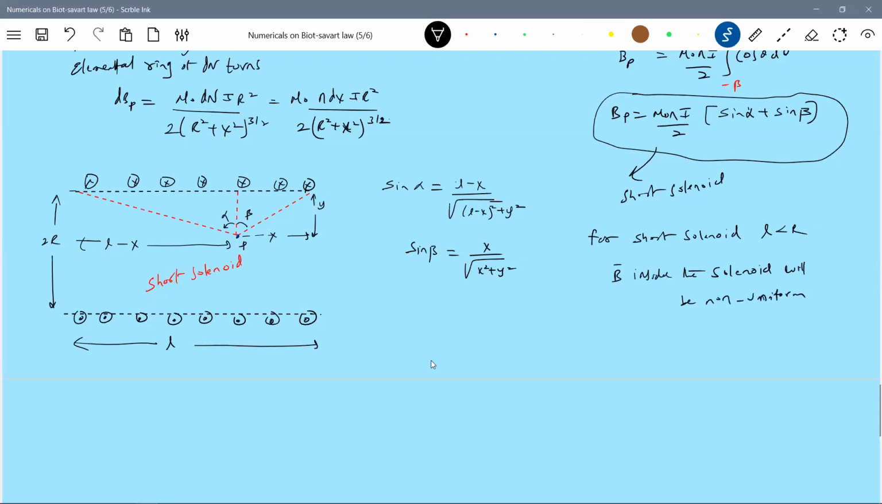It is not much used in applications. I'm making that clear, so there are not many questions available here. If anybody asks to find the field inside a short solenoid, I think there's a big problem. I have not seen where it is used in applications, to be frank. We prefer the long solenoid, where the field is uniform.